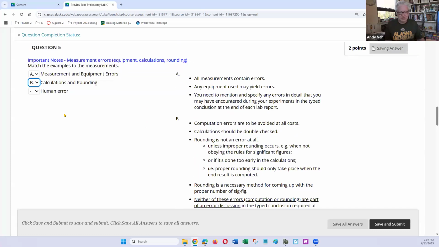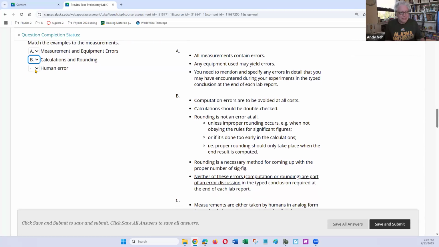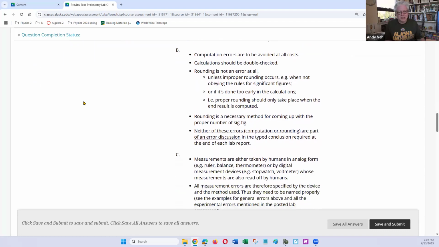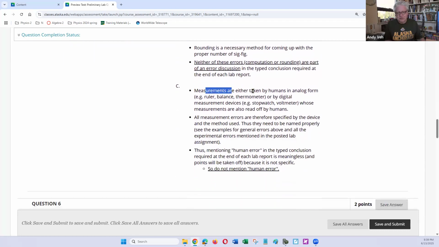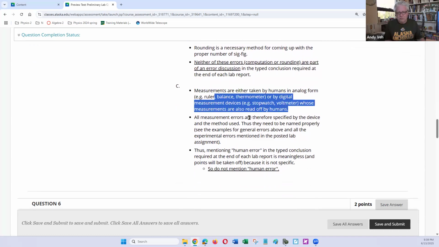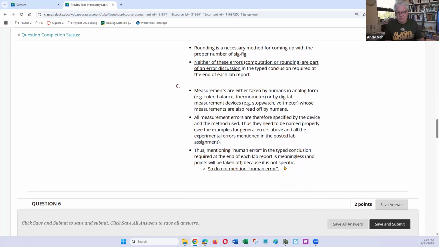Okay, get rid of calculation errors, do the computations correctly, and round correctly. So that shouldn't be there. There is no such thing as human error. Yes, all measurements are taken by humans, but you have to specify what measurement instruments you are actually using. So therefore, do not mention human error.